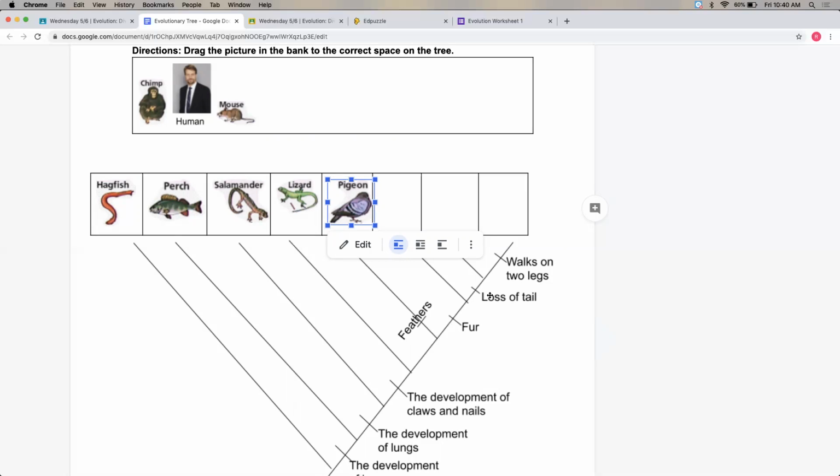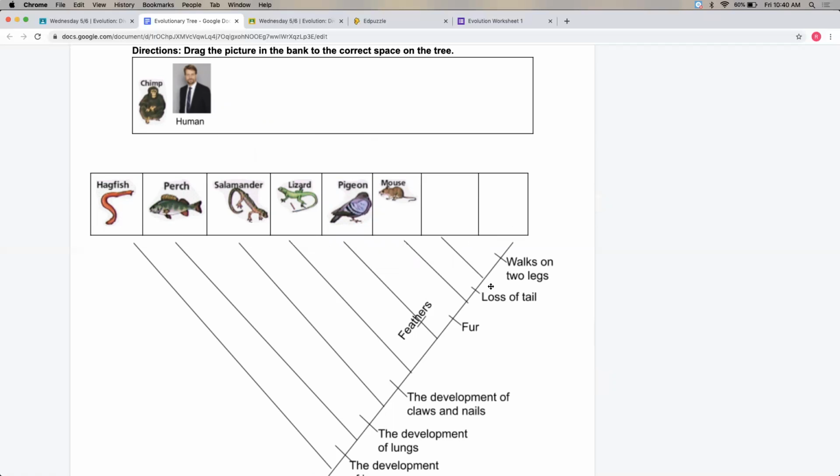Loss of a tail and walks on 2 legs. So what has fur but did not yet lose the tail, right? We're looking for someone related to this guy who did not yet lose the tail. So who does have a tail? And that would be the mouse.